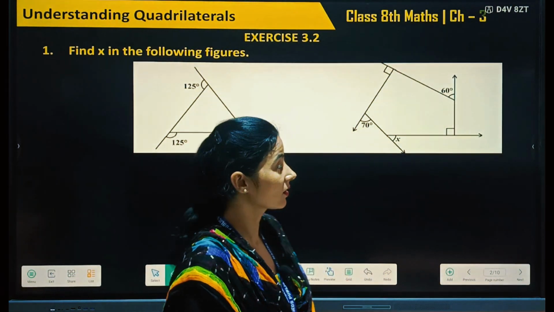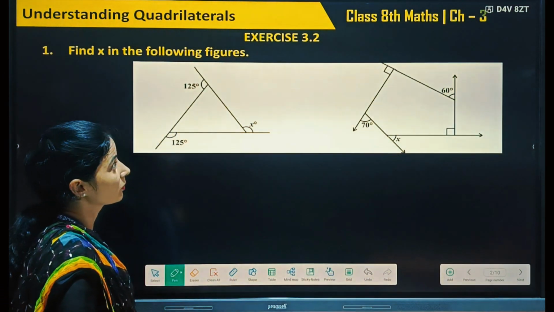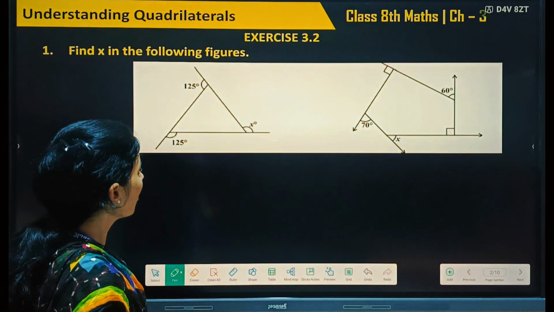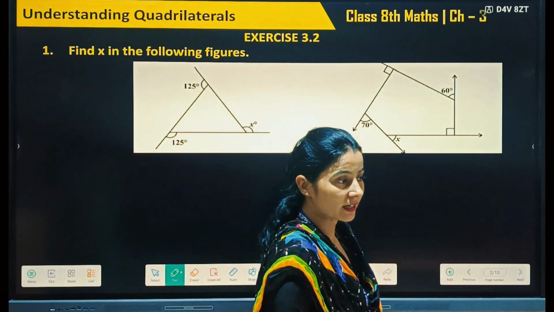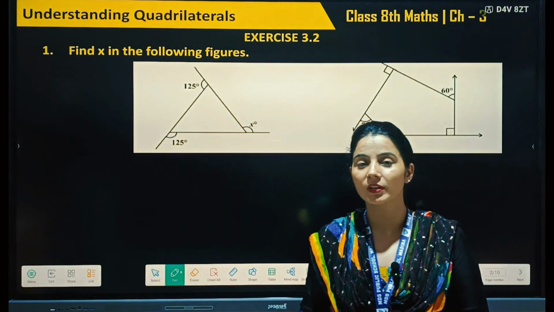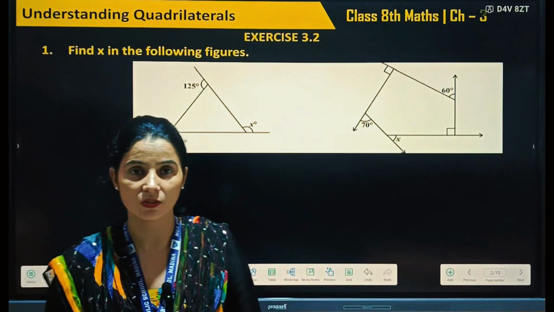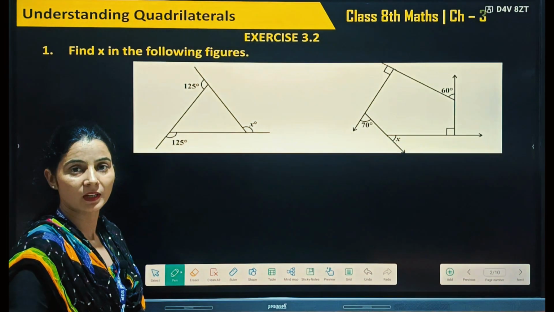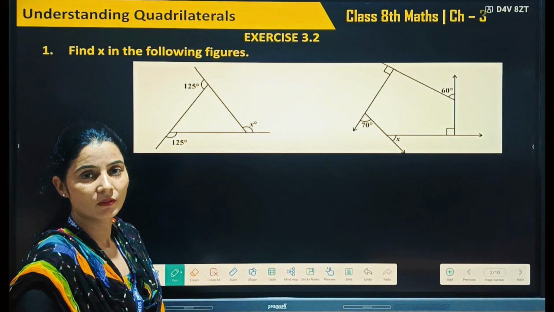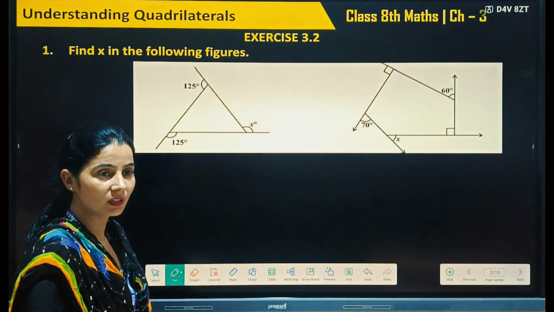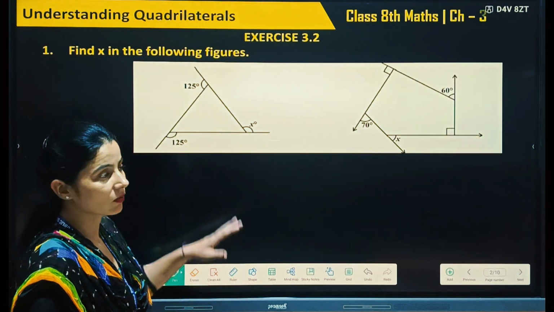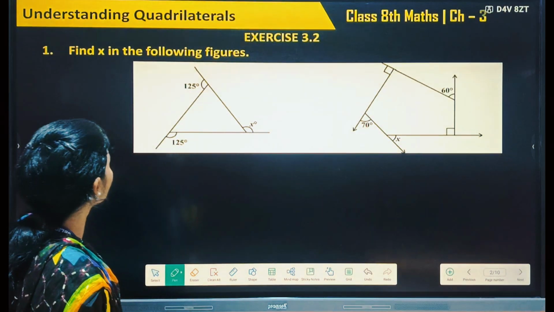Now we are going to do exercise 3.2. See, all properties and all exterior interior angles of polygon we discussed, and all properties of quadrilaterals like parallelogram, rectangle, square, rhombus we already discussed. Now based upon that information we are going to do these questions.